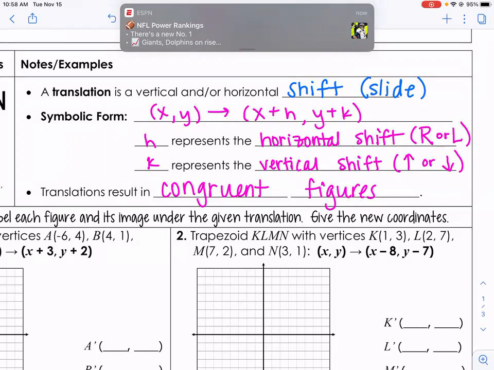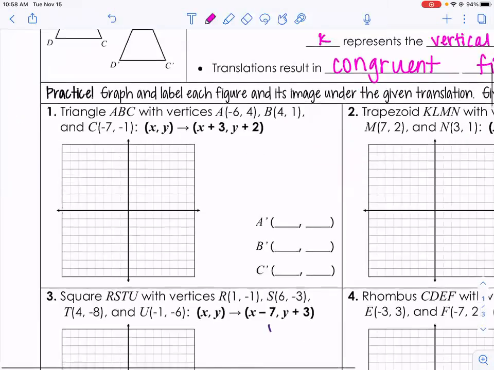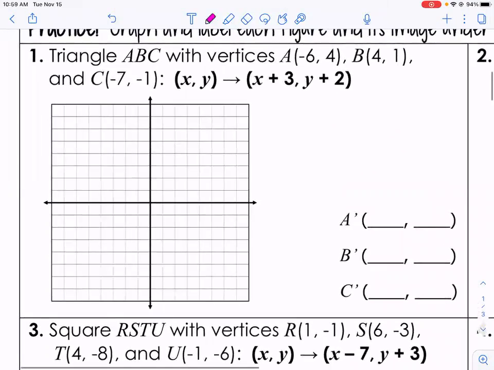Okay, so let's look at this number 1. The first thing we need to do is graph those 3 coordinates, A, B, and C. So let's do that together. I'm going to do this in pink. A is negative 6, 4. It's in the second quadrant, so we need to go left 6 and up 4. Do it with me. 1, 2, 3, 4, 5, 6. 1, 2, 3, 4. And go ahead and label it A. So we went left 6 and up 4 to get there.